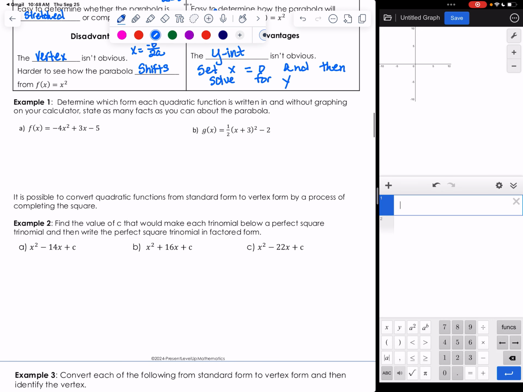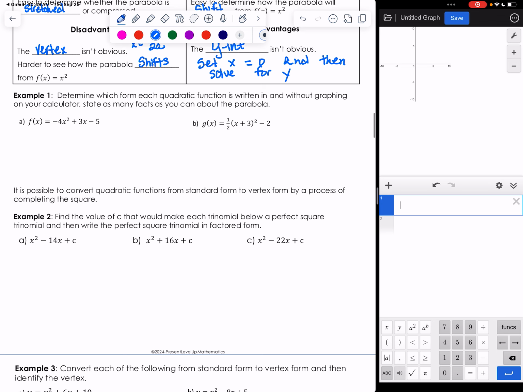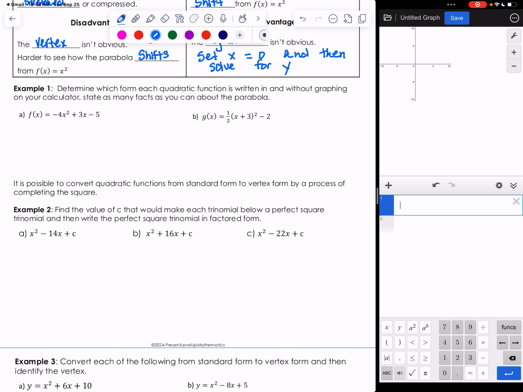Okay. Now, in example 1, we're just going to look at the differences between standard and vertex form. It says determine which form each quadratic function is written in, and without graphing on your calculator, state as many facts as you can about that parabola. So look at problem A. We have f of x equals negative 4x squared plus 3x minus 5. So right away, I recognize that this is standard form.